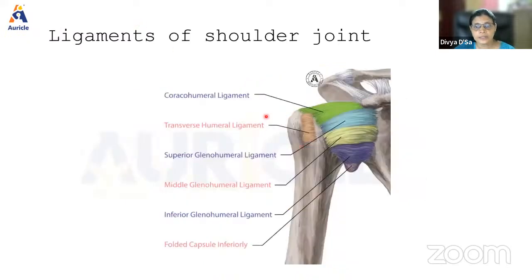Other ligaments include the coracohumeral ligament, that is from the coracoid process of the scapula to the humerus. Then we have the transverse humeral ligament, which is between the greater tubercle and the lesser tubercle. It will be connecting here. And then we have the glenohumeral ligament. The glenohumeral ligament is arranged in three bands: superior, middle, and inferior glenohumeral ligament.